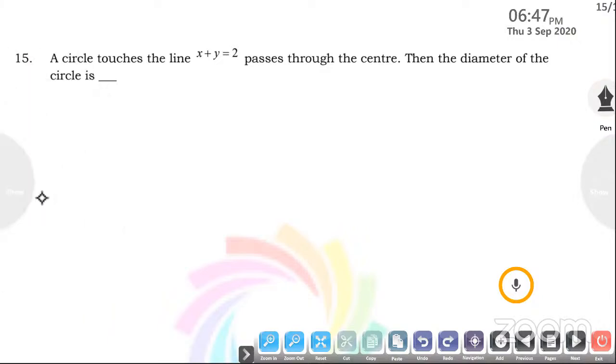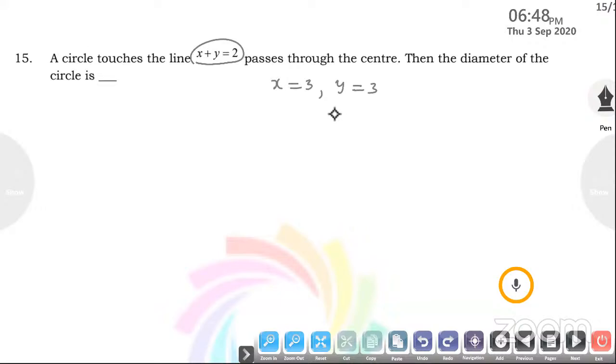A circle touches a line x plus y is equal to 2, passes through the center. A circle, no, they did not type the complete question properly. A circle, center lies on this line, and touches the lines x equal to 3 and y is equal to 3. Then find the radius. The line passes through the center of the circle and touches the lines x equal to 3 and y is equal to 3. Find the radius or diameter of the circle.